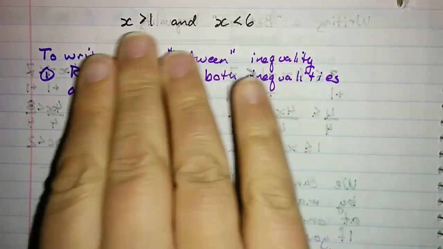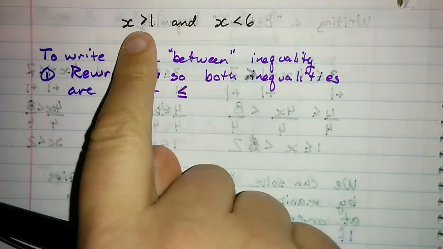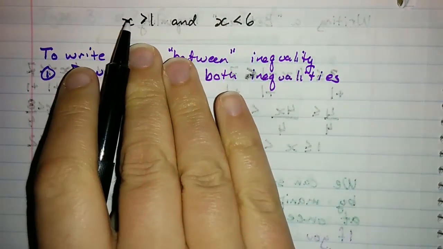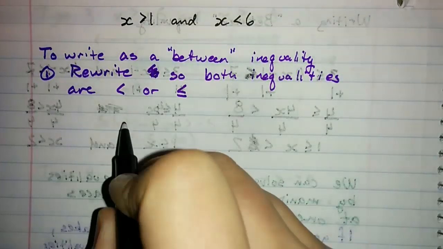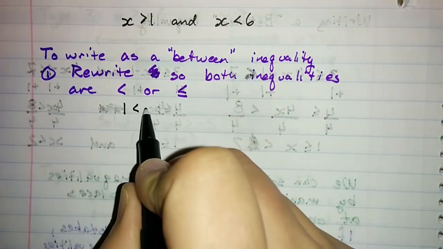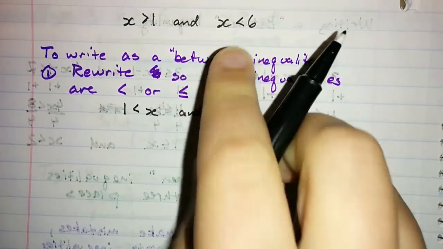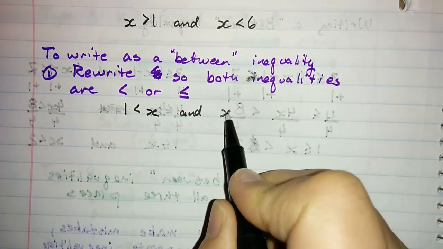First, we'll rewrite so both of our inequalities are either less than or equal to. Right, here I have x is greater than 1. That's the same as 1 is less than x. This one's already less than, so I don't change anything.